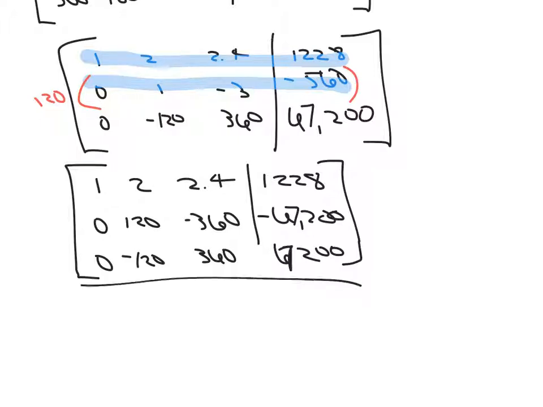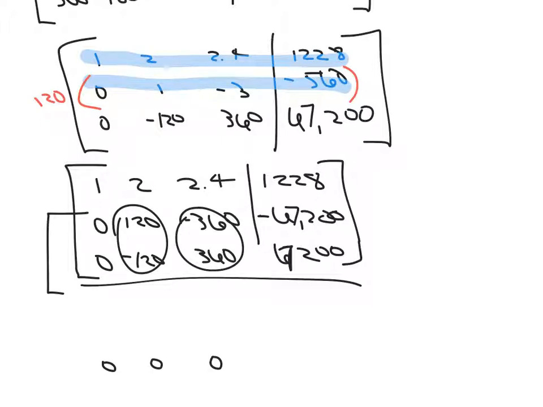Okay, now I add these two, and I get a new third row. And my new third row is 0, 0, 0. And my second row is back to 0, 1, negative 3.